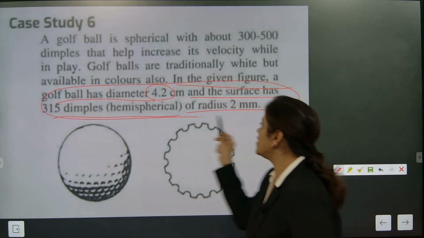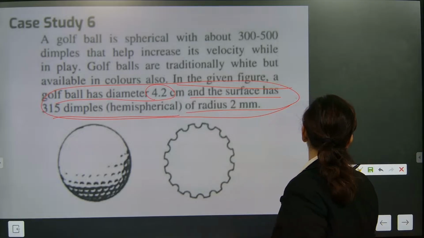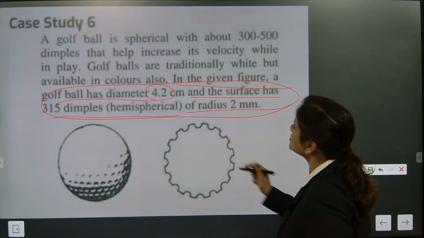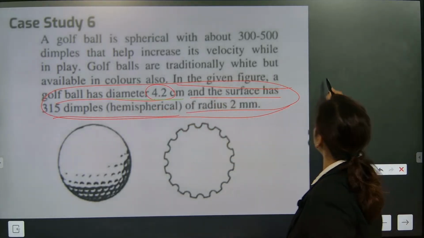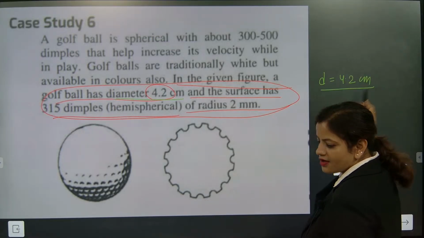So what work are we going to do? Let's check this one out. So first is the diameter. The diameter given is 4.2 centimeter.